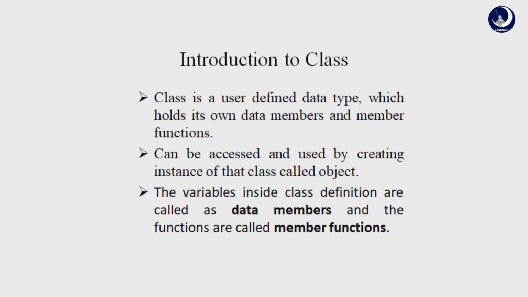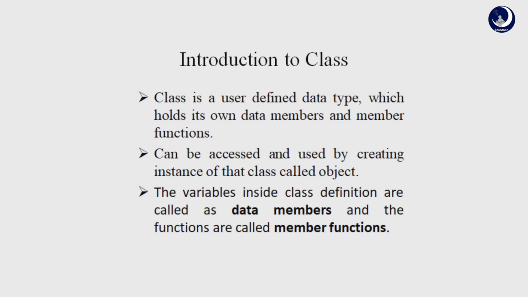Introduction to Class. So basically a class is a set of data members and member functions. That is, it contains both variables and functions as a part of it. Class is a user-defined data type. It holds its own data members and member functions. Class can be accessed and used by creating an instance of that class called an object. You can compare this similar to a data type and a variable of that particular data type. Similarly, here we have a class and an object of that class.